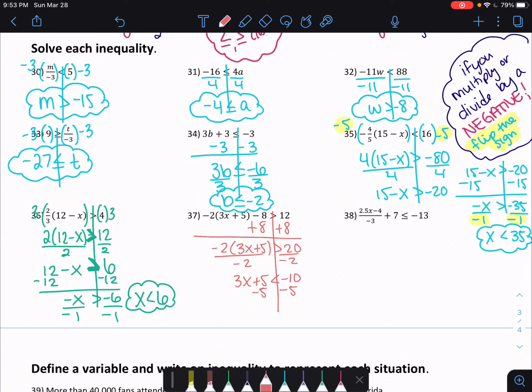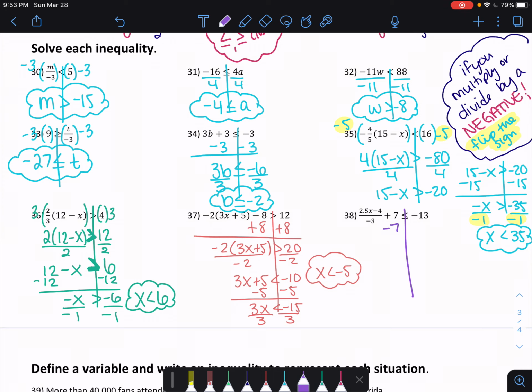Then I'm going to subtract 5. So 3x is less than -15. When I divide by 3, x is less than -5. My sign does not flip because I did not divide by a negative.